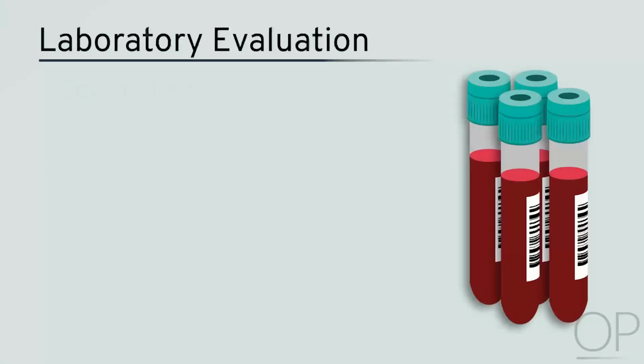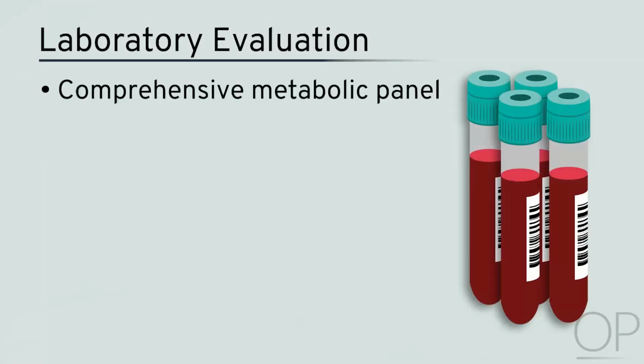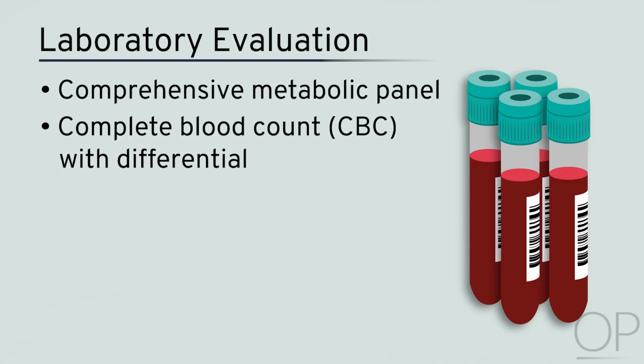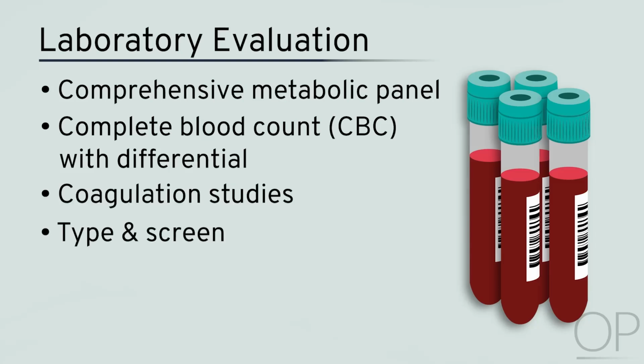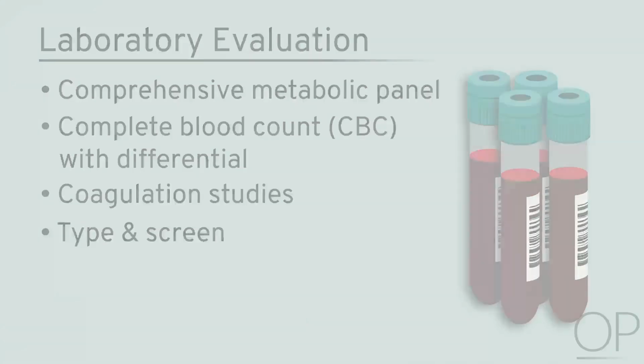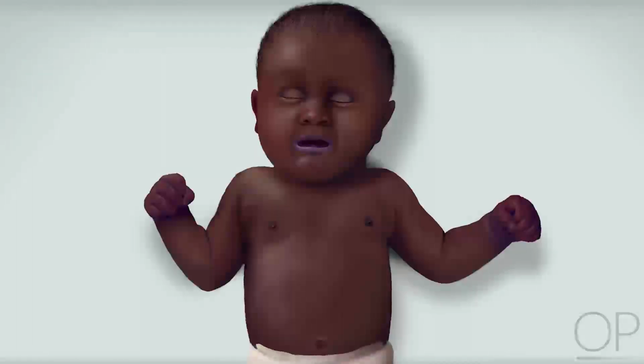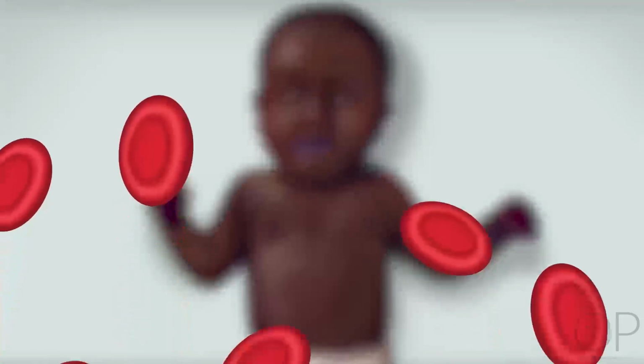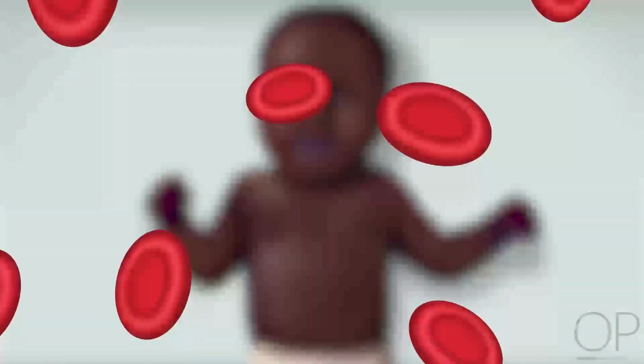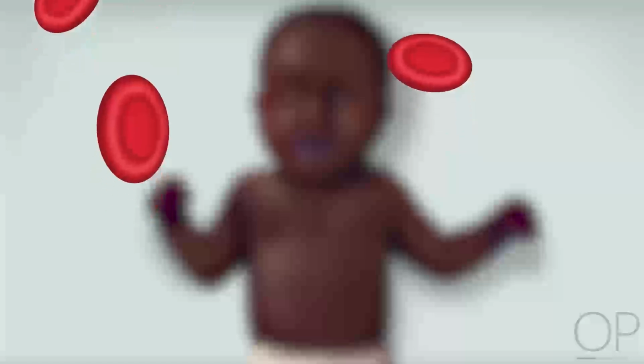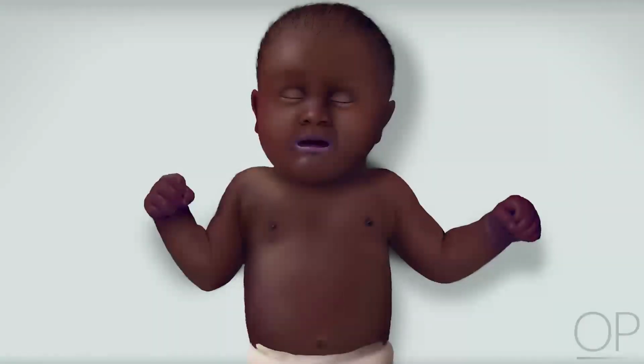Routine evaluation with a comprehensive metabolic panel, complete blood count with differential, coagulation studies, and type and screen are necessary. Preoperative hematocrit and hemoglobin are especially important. In the setting of cyanosis, elevated red blood cell counts are the primary compensatory mechanism to guarantee adequate oxygen delivery to the tissues. Unless the delivery was traumatic, neonates have elevated hematocrit values in the first days of life and are relatively protected.